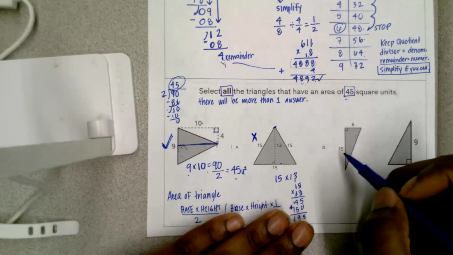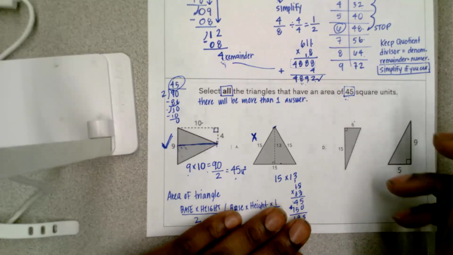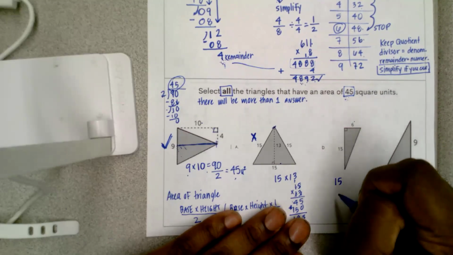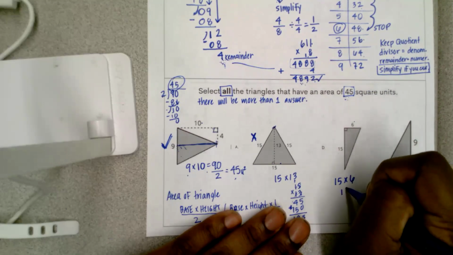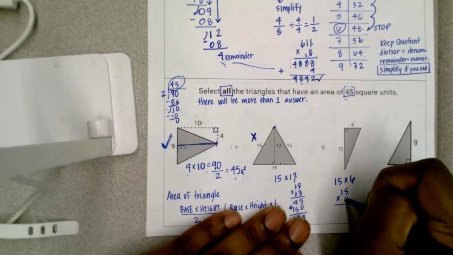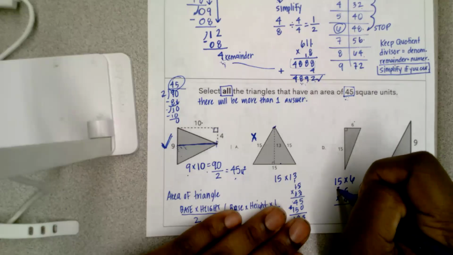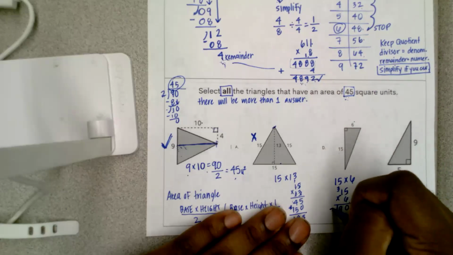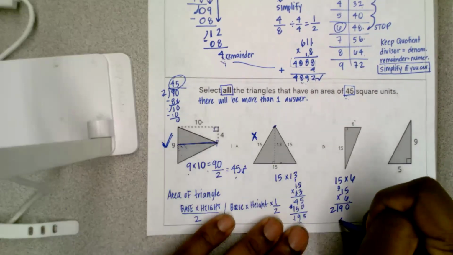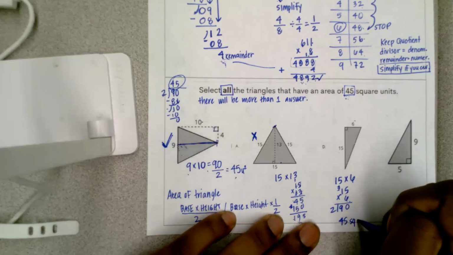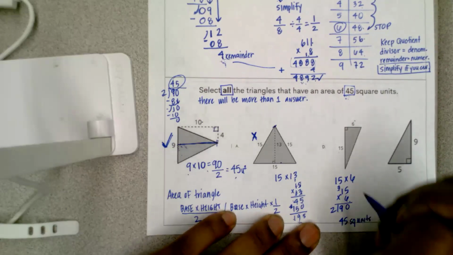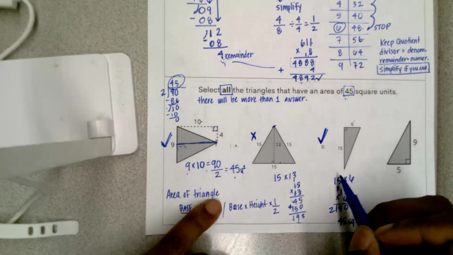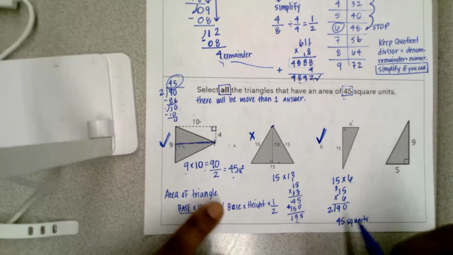Let's look at this one. 15 times 6. The base and the height is given, so base 15 times 6. 6 times 5 is 30. 6 times 1 is 6, 7, 8, 9. 90 divided by 2, we know 90 divided by 2 is 45 square units. So we know that that is correct, right? I multiplied the base times the height and then divided by 2, and I got 45.